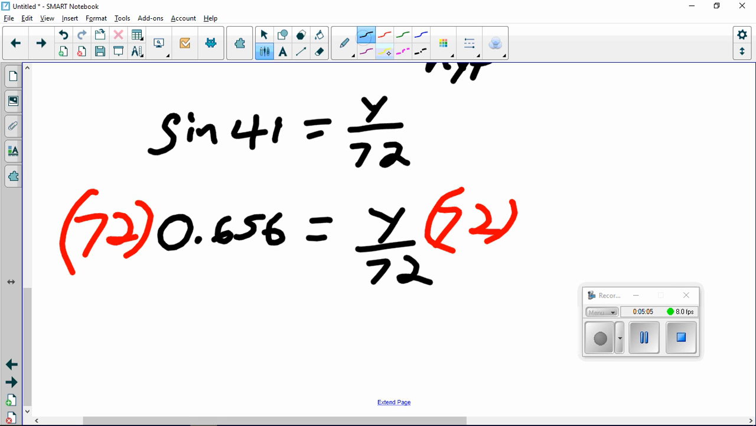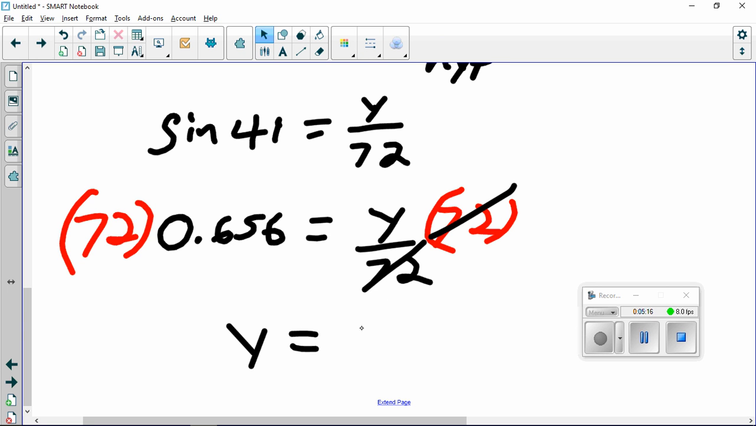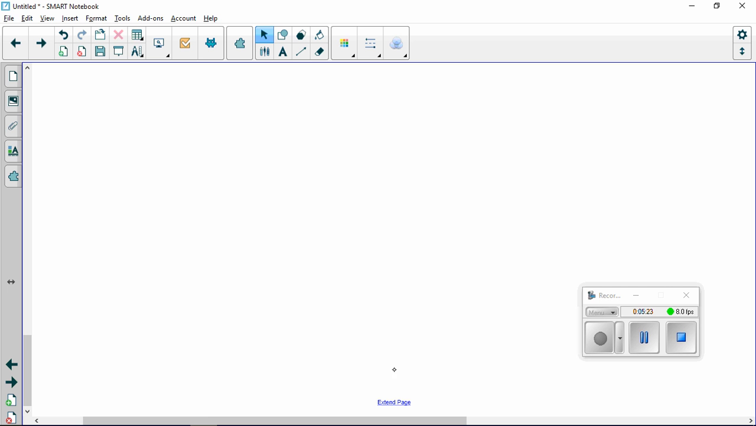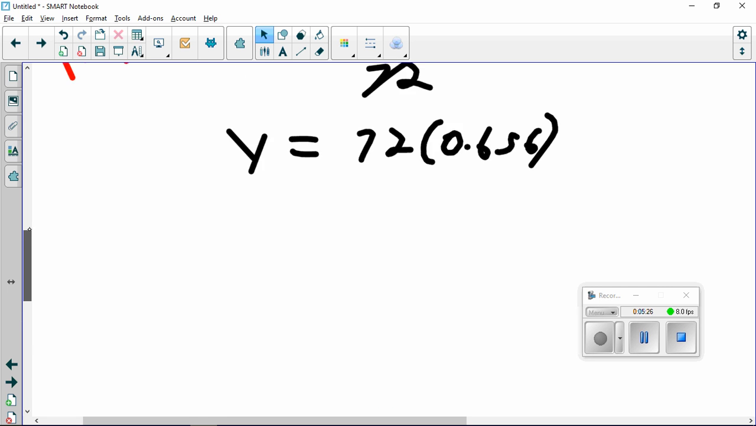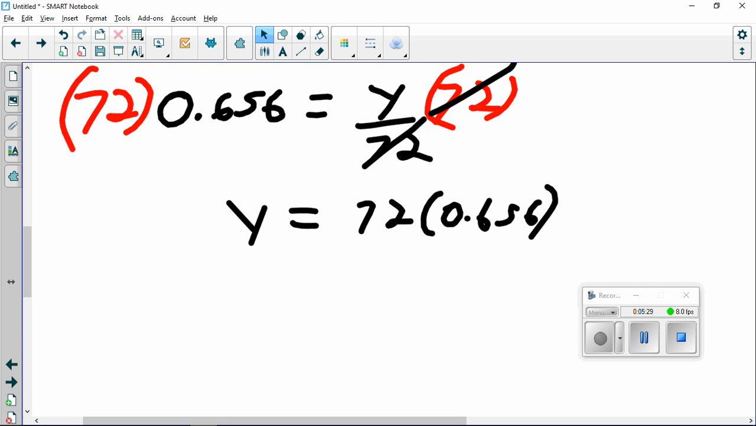over on the right, they cancel one another out, and I'm left with y by itself, and y by itself is equal to 72 times 0.656. And when I multiply 72 by 0.656, I get 47.24. Y is equal to 47.24. Now, does that make my answer 47.24?